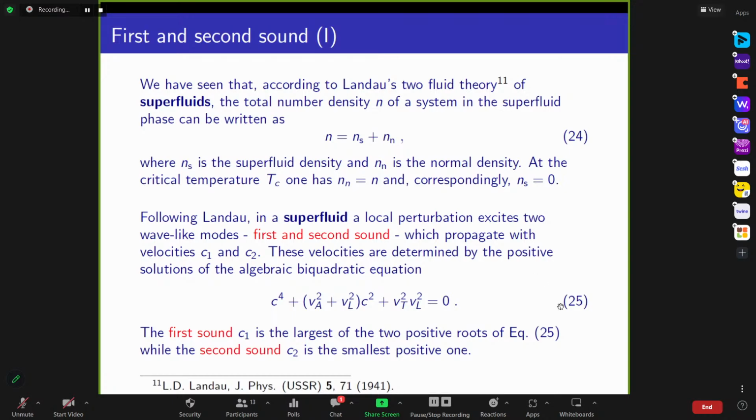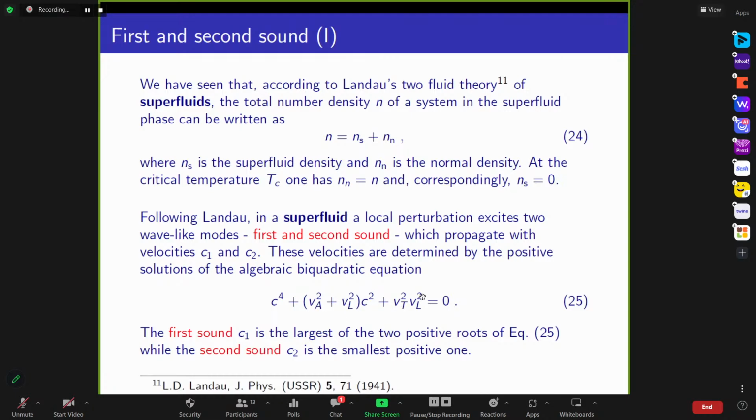It's truly a fantastic equation, and it is a quartic equation for C, and C is the speed of sound. The speed of sound C is obtained by solving this quadratic equation that is actually biquadratic. And in this equation other velocities appear that should be put as an input in the equation, which are VA, VL, and VT. Now, who are VA, VL, and VT?